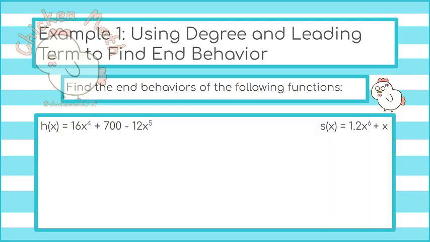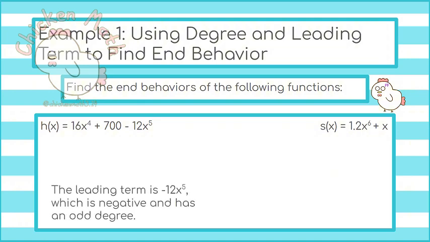All right, so here is our first example. We're going to be using degree and the leading term to find the end behaviors of our polynomial functions. So we have two examples right here. Let's first look at h of x. So we want to identify the leading term, which has our degree as well. So what is the highest value to which x is raised? Well, that would be 5 right here. So this would be our leading term. Our leading term is negative 12x to the fifth. So our degree is odd, and our leading coefficient, so therefore our leading term, is negative. We're going to be using this to identify the end behaviors.